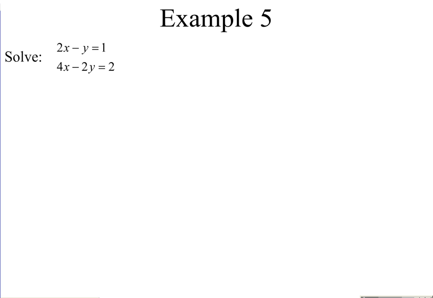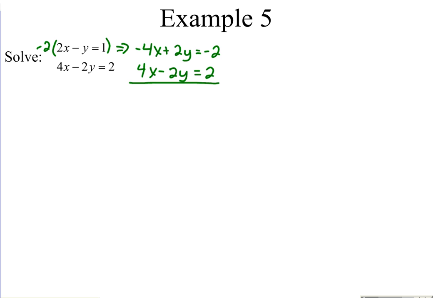Number 5. Once again, I'm going to use elimination. This time I'm going to multiply the top equation, if I'm going to eliminate x's, by negative 2. We get negative 4x plus 2y equals negative 2. Bottom equation I leave alone. Add them up. X's are eliminated. Y's are eliminated. So again, I have nothing on that side. Negative 2 plus 2 is eliminated. 0 equals 0. Yes, when does that happen? All the time. Therefore, we have infinitely many solutions.